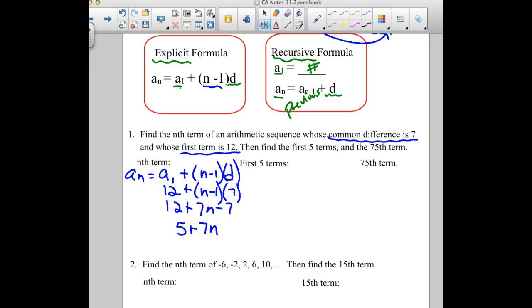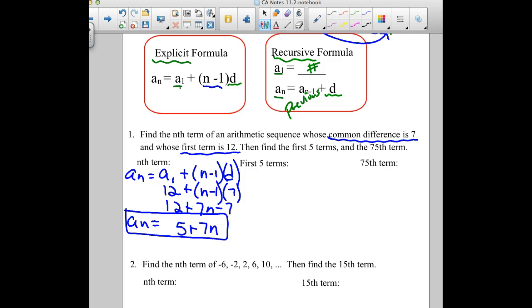It does not matter to me if you write 5 plus 7n or 7n plus 5. Those are equivalent. Okay. I want you to put a box around that because we're going to come back to that in a minute. So we now have this formula that says 5 plus 7n will give me the nth term.